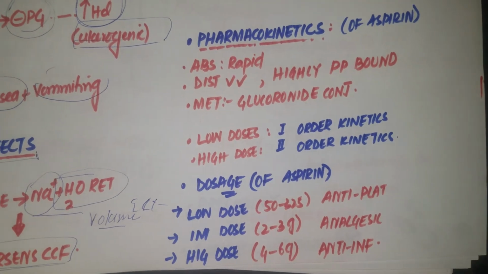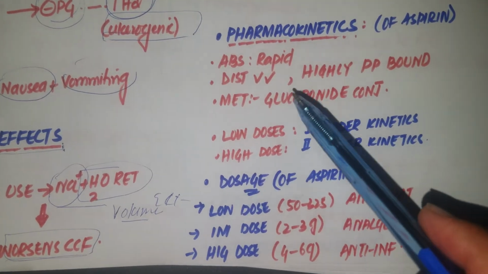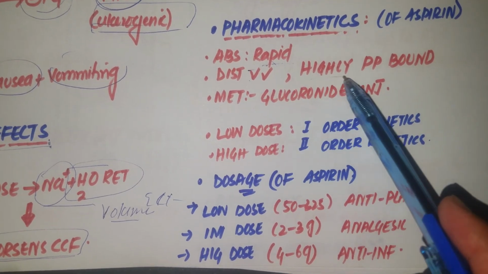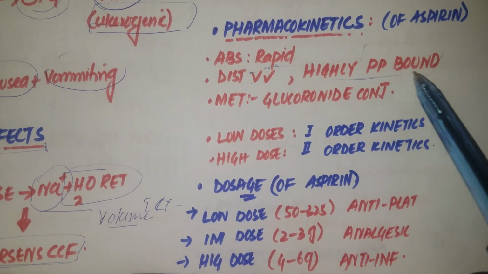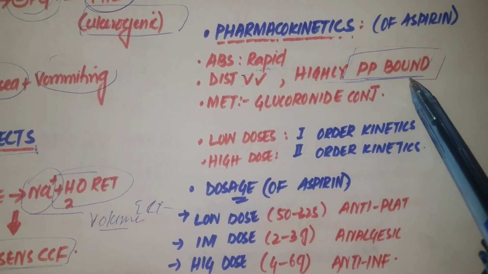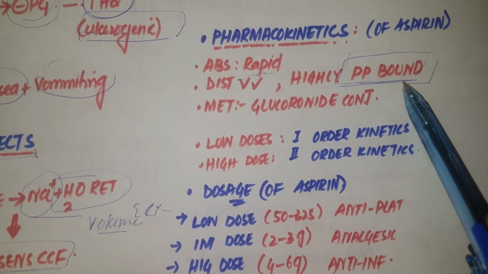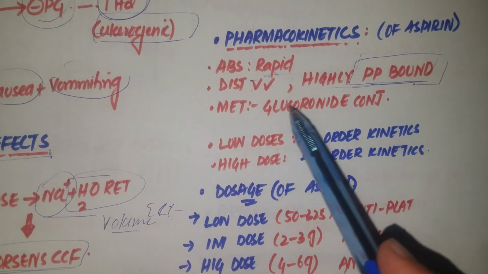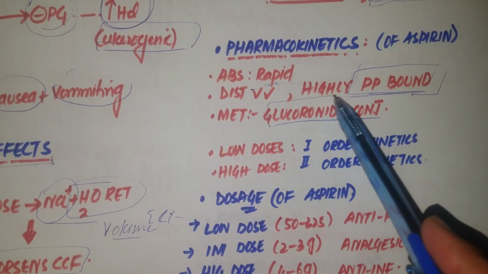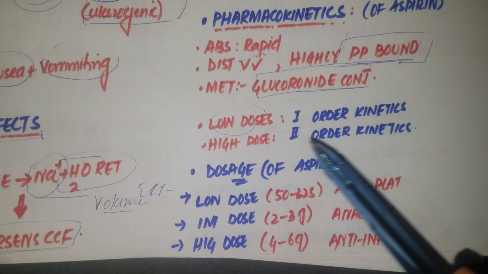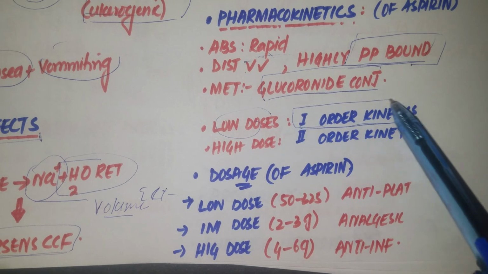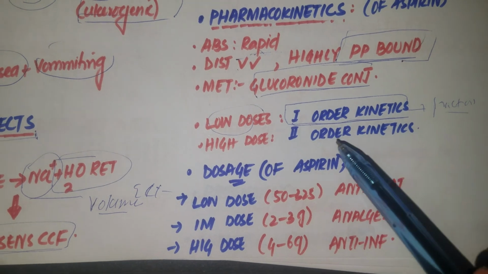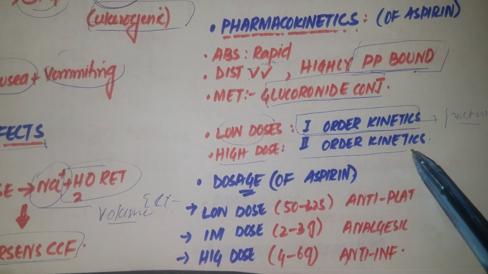Now coming toward the pharmacokinetics of aspirin, it is rapidly absorbed, it is distributed widely in the body, and it has a high protein binding capacity, so it can displace other drugs from the proteins and cause an increase in the blood concentration of those drugs, like warfarin. It is metabolized by glucuronide conjugation. And note that in low doses, it follows first order kinetics, meaning a constant fraction of the drug is excreted, but in high doses, it follows zero order kinetics.